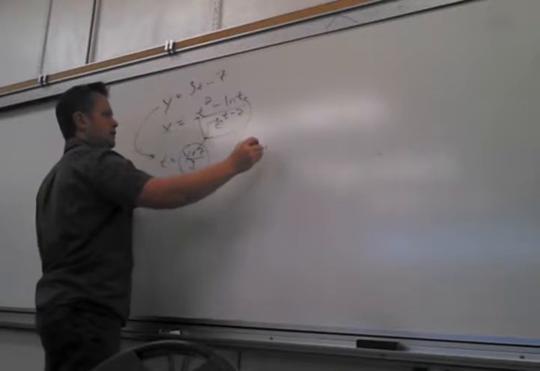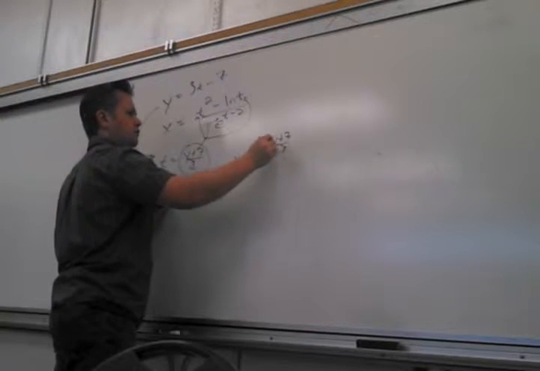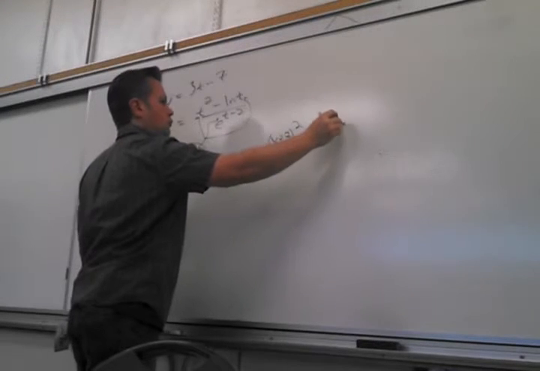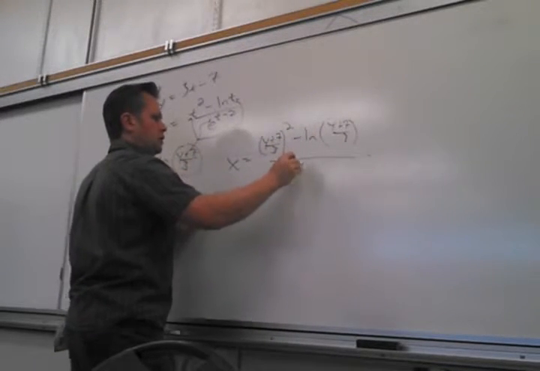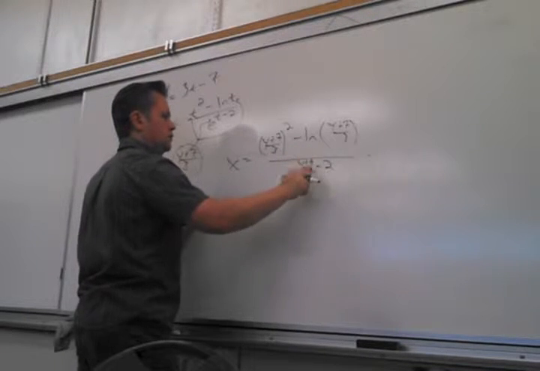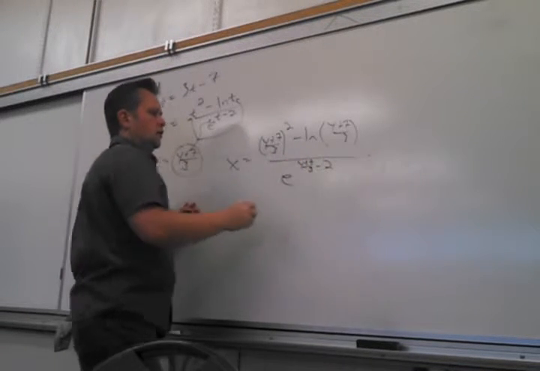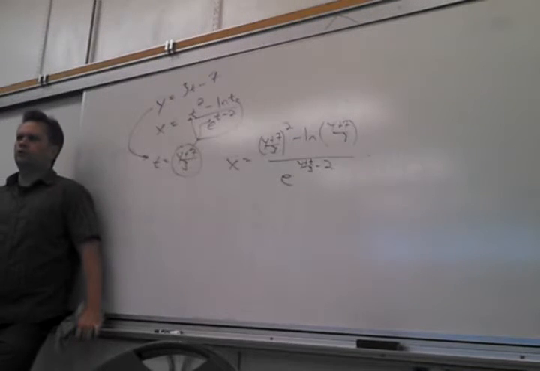So I get x is y plus 7 over 3 squared minus natural log of y plus 7 over 3, all over e to the y plus 7 over 3 minus 2. Oh, yeah, that is yummy.